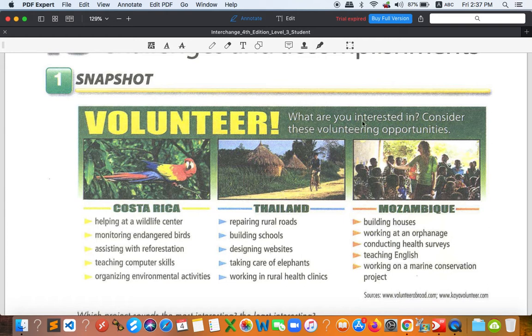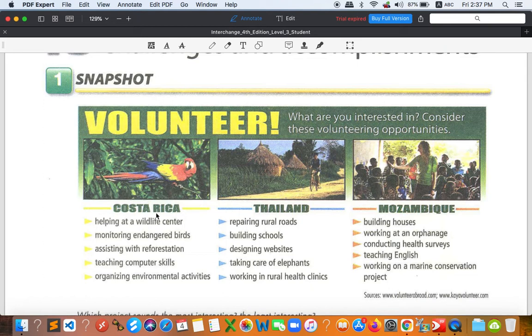What are you interested in? Consider these volunteering opportunities, okay? These are the opportunities, the chances that you might volunteer to do. Sometimes you don't expect much, especially money, but it comes in other forms, such as food or some kind of experience that you want to learn.